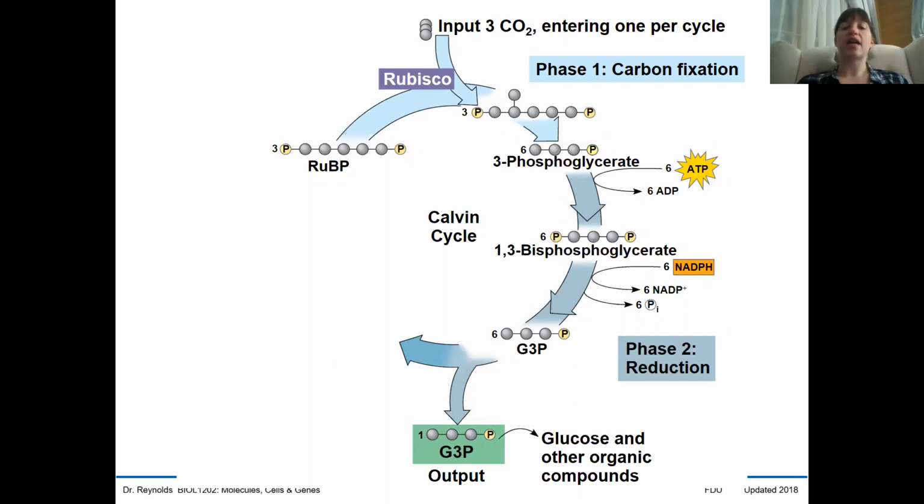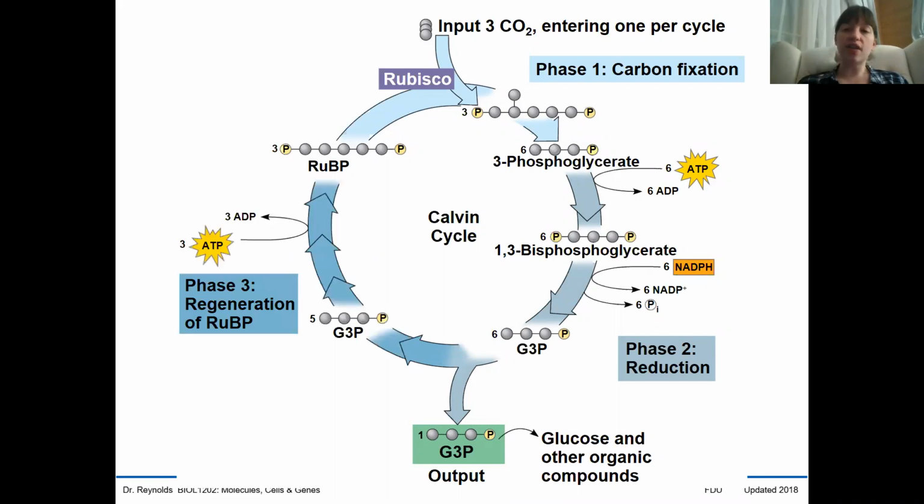We're going to extract just a single molecule of G3P here. Remember that we put in 3 carbon dioxides, or 3 carbons, so we're going to get 3 carbons out. It takes 2 G3P to become 1 glucose, just like how each glucose yielded 2 G3Ps in glycolysis. So this is only half of what's necessary.